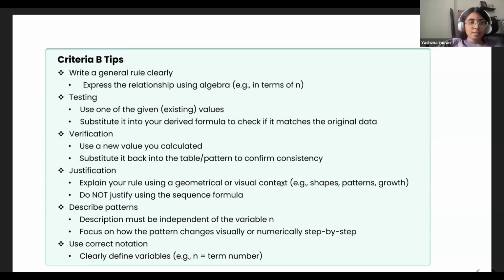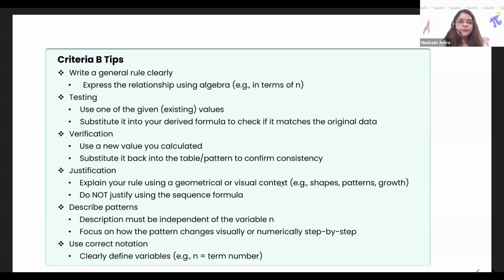Ma'am, I always had trouble doing the justification. I don't really understand how to do them. Okay. We will come back to your question.